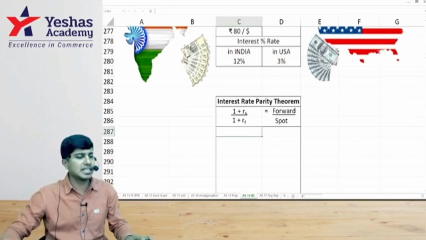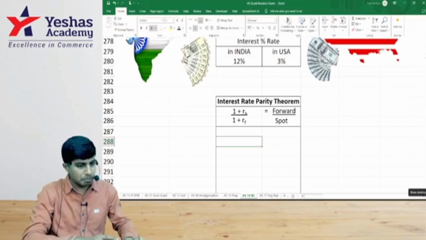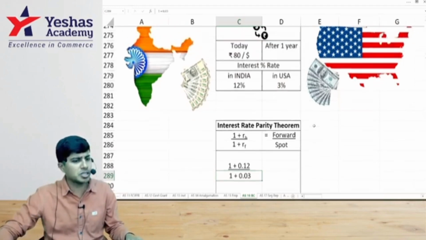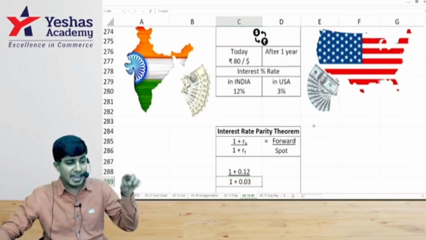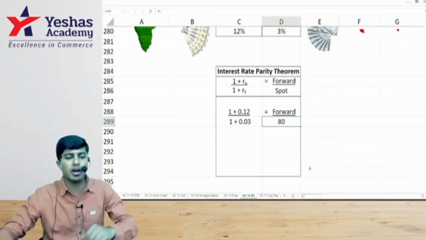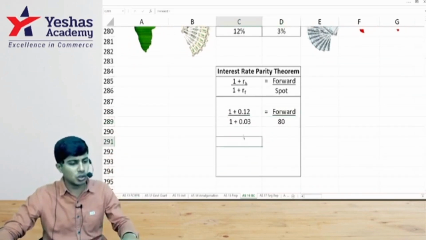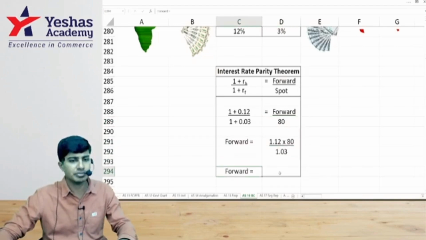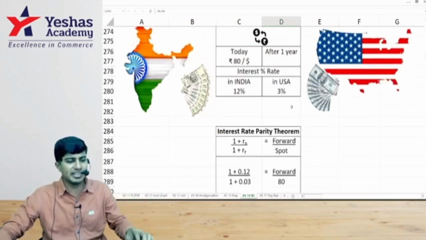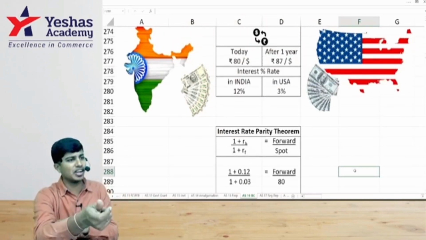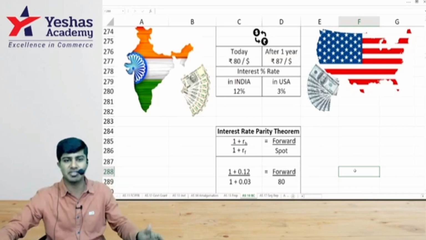So (1 + RH) / (1 + RF) is (1 + 12%) / (1 + 3%). What is the forward rate? What is the spot rate? Spot rate is 80. Forward rate, we don't know. We'll find. So I'll write forward by spot: 1.12 × 80 / 1.03. Quickly, please do it. What do we get? 86.99. That's nothing but 87. So whatever you save by way of interest, you end up paying it as exchange difference.